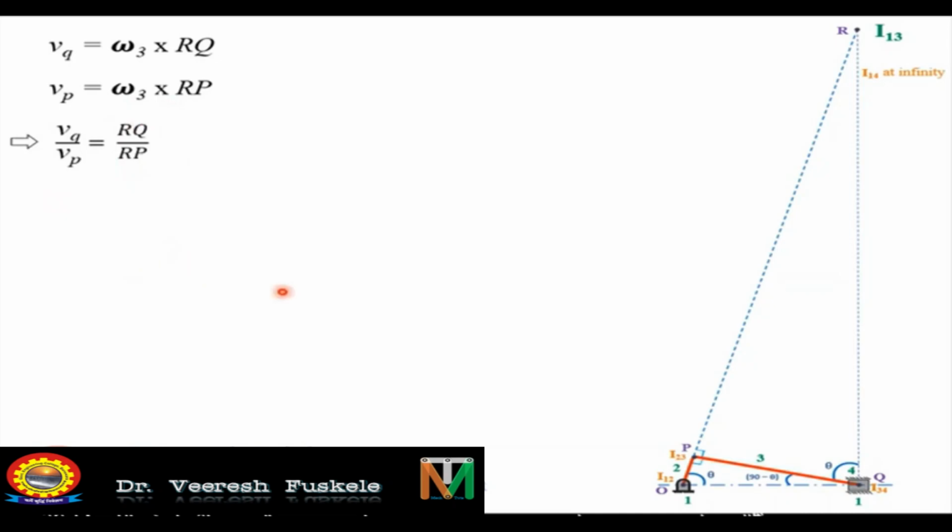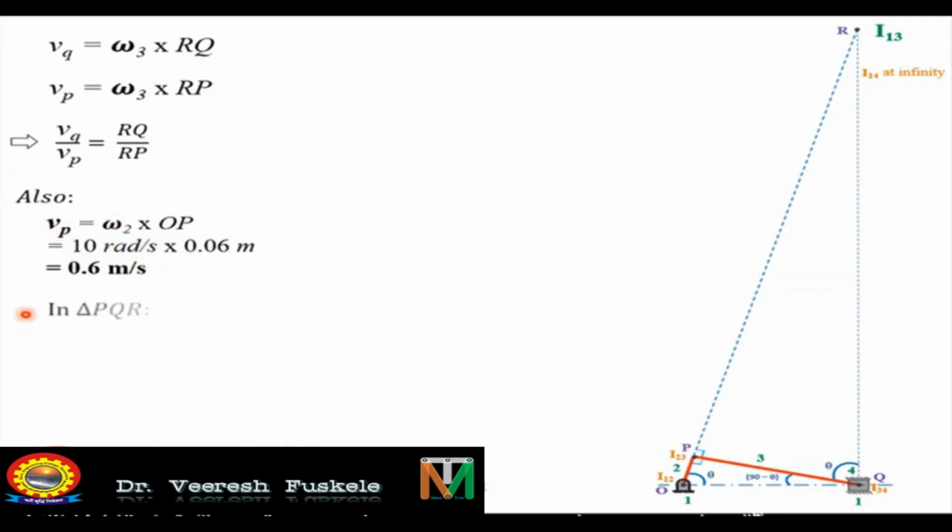We already know VP, as omega 2 is already given as 10 radians per second, so VP will be equal to 0.6 meter per second. Now to find VQ, we need this ratio RQ upon RP. So RQ upon RP can be found out from this triangle PQR.